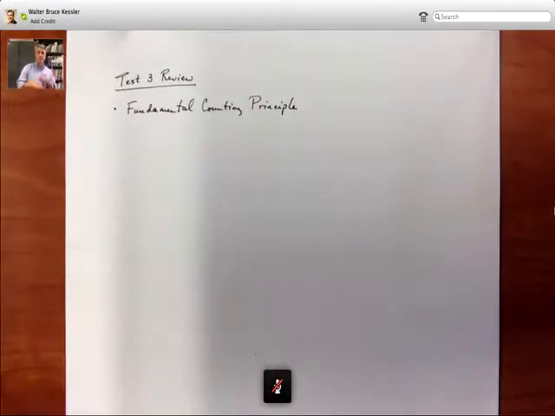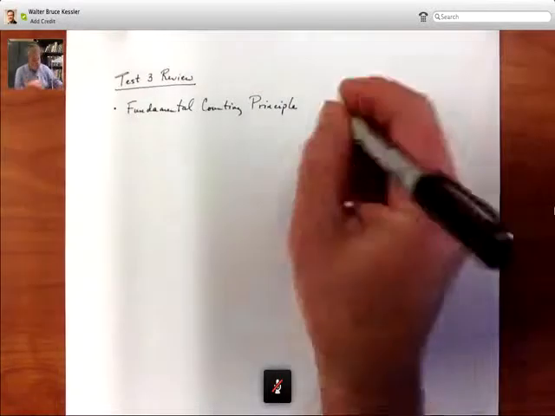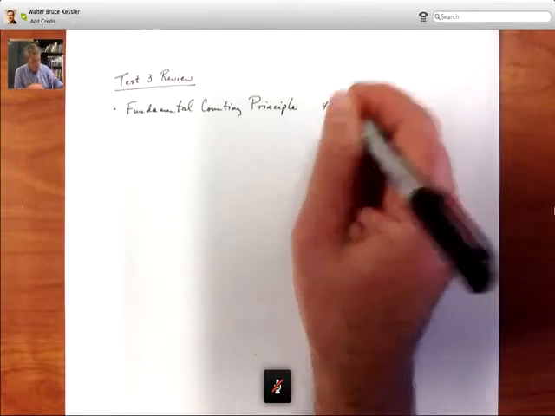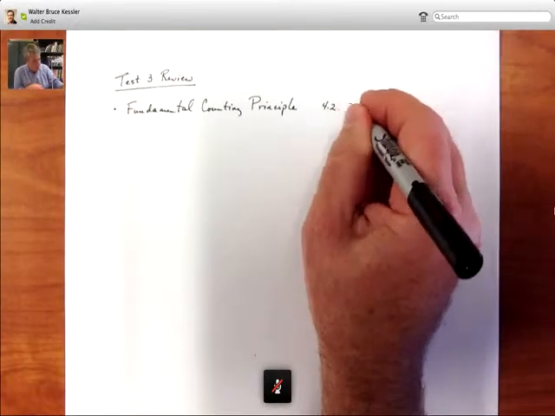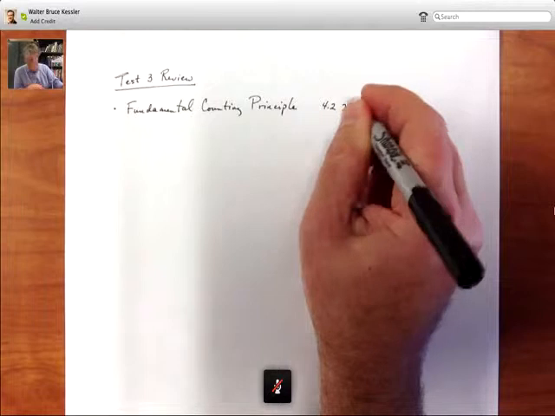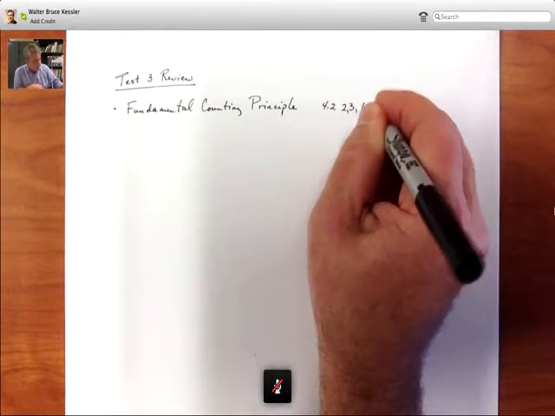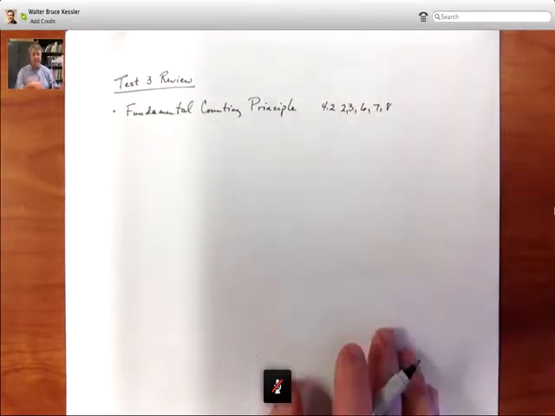This is the notion that if you're performing a task that has a series of selections, then the number of ways to complete the task is to take the product of the number of ways to do each selection. We did that primarily in 4.2, problems 2, 3, and 6, 7, and 8. But we also did this in later sections.